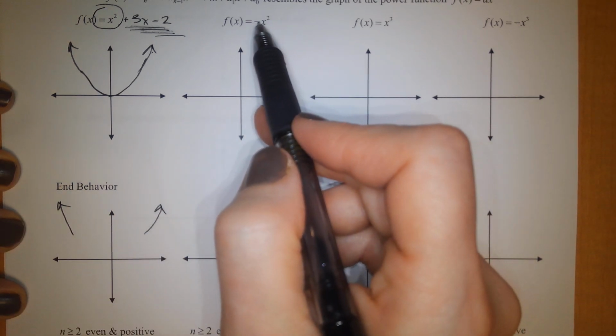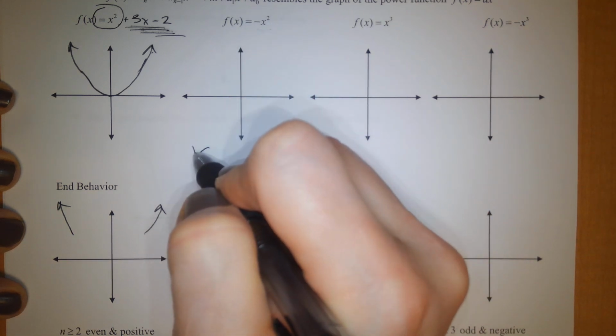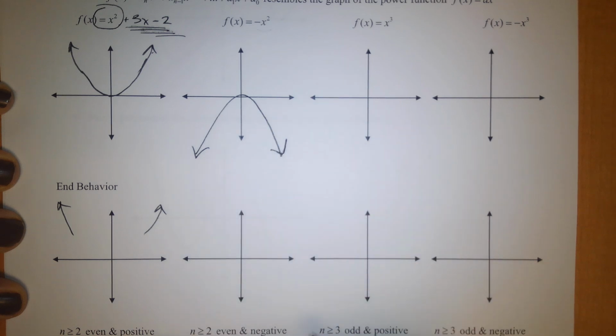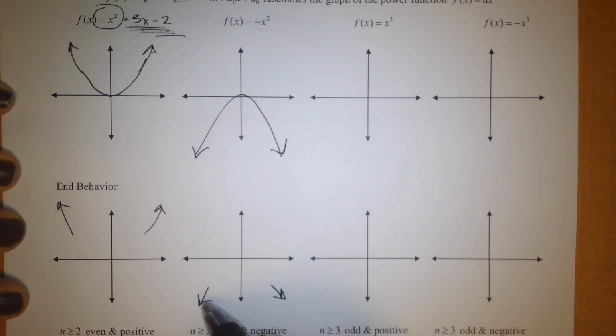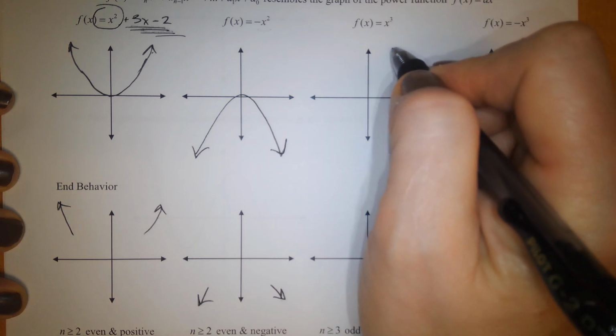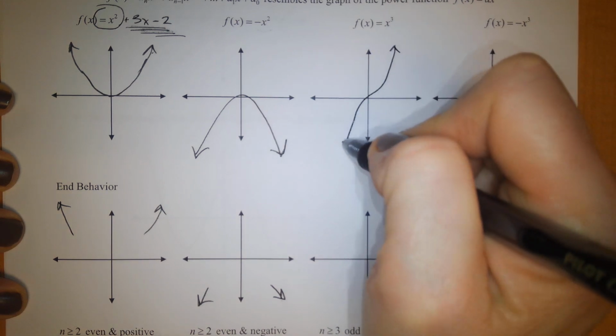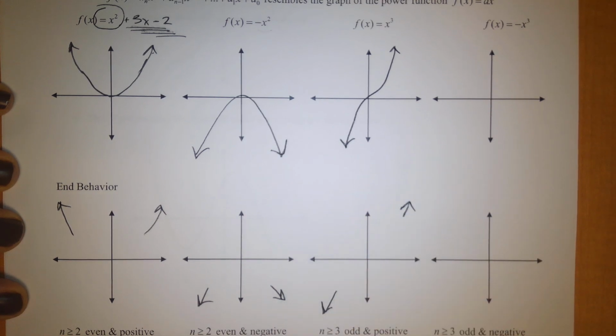Now the graph of negative x squared means it's going to be an x-axis reflection. So the end behavior is going to be down, down. I don't know what's going to happen in the middle, but I do know the ends will both be pointing down. For x to the third, or any odd function for that matter, the end behavior will be down, up.